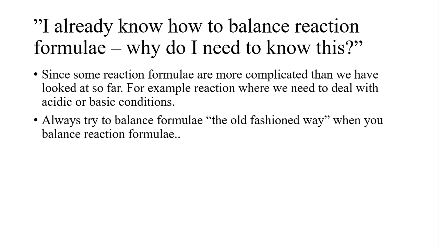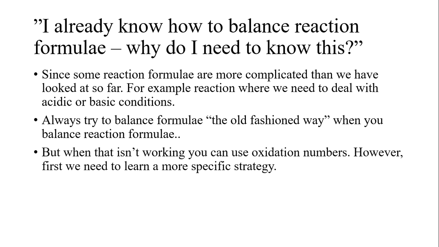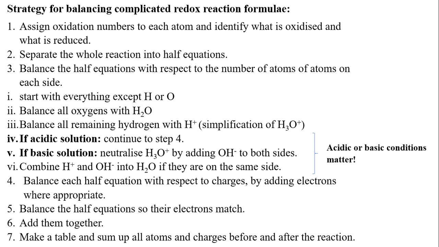Always try and balance a reaction formula the old-fashioned way, and if that doesn't work, then you can use the oxidation number method. However, in order to do this for even more complicated versions of formulae, we need a more specific strategy, and that will be outlined here. This seems rather daunting. It's 7 steps, and one of the steps is divided into sub-steps. We're going to go through all of these with an example, and then we're going to balance a complicated redox reaction formula using this strategy right here.